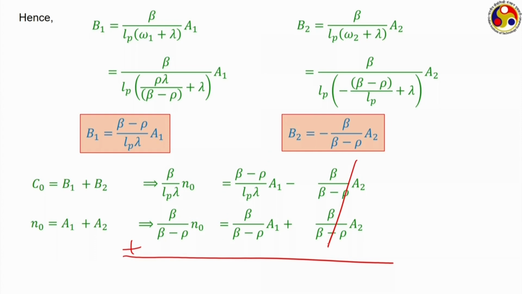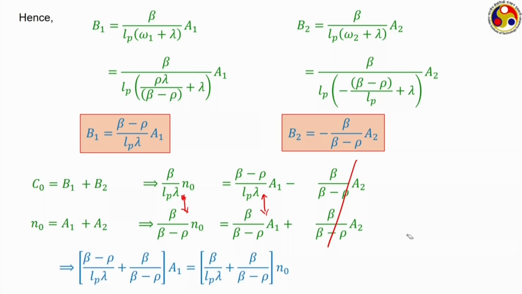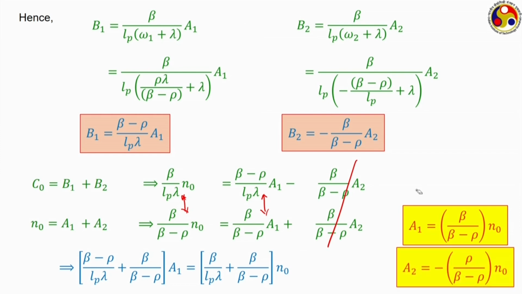So, this cancels out. With A1 we can take these two common to get a combined coefficient of A1 and then simplify. Similarly, we can add these two together to get a coefficient for N naught and get a combined expression which comes out to be a form like this. And once we simplify, A1 comes to be beta by beta minus rho into N naught and A2 equals minus rho divided by beta minus rho into N naught. So, we have a solution for A1 and A2 in terms of N naught.